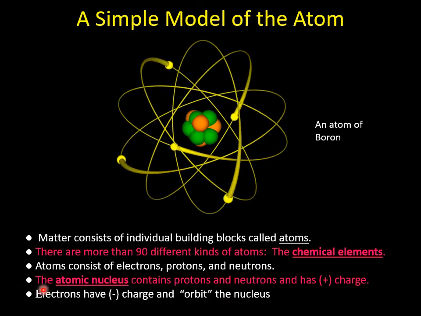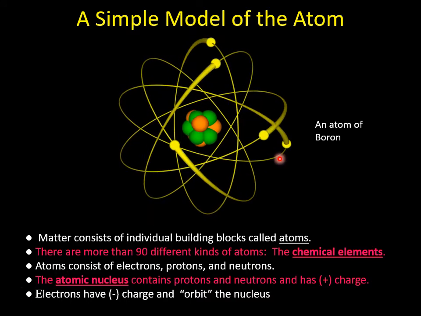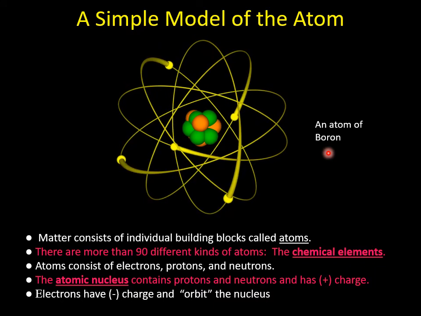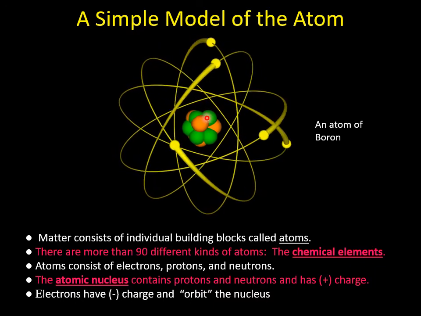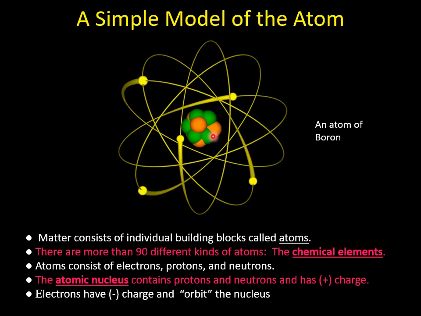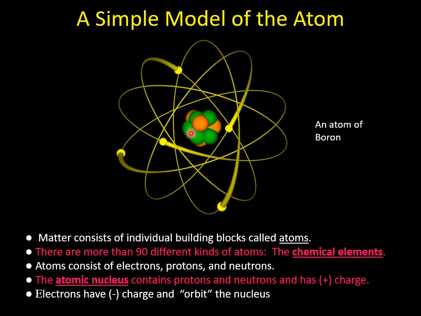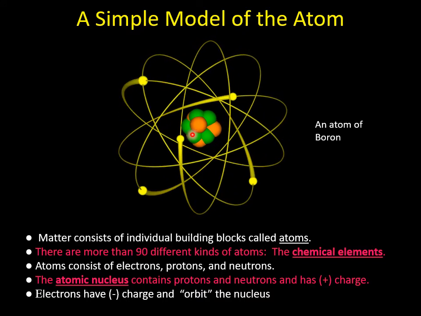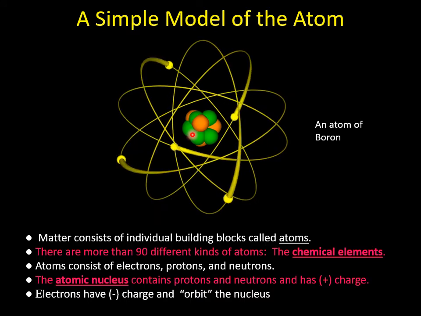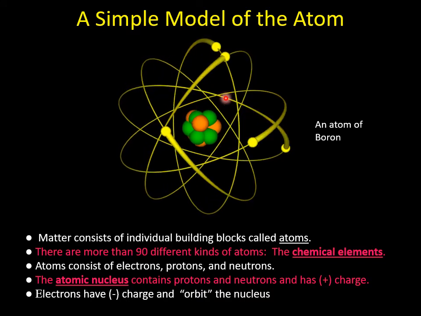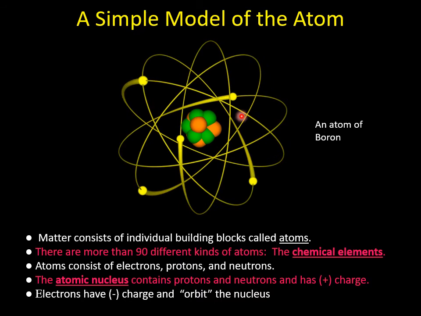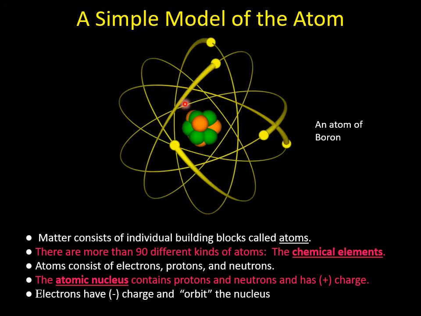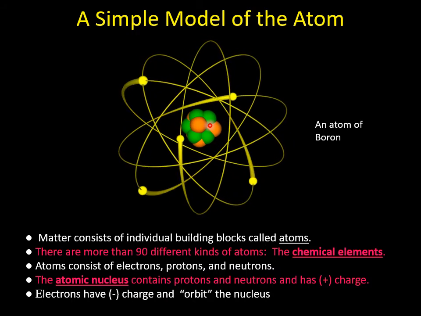To see what this means, here's an example of a model of an atom. This happens to be an atom of the element boron. We can see in the center here, this is the atomic nucleus. And this particular nucleus contains 5 protons and 5 neutrons. Now the protons have positive charge, so they attract the negatively charged electrons, which are seen orbiting around the nucleus here. And there are 5 electrons, 1 for each proton.